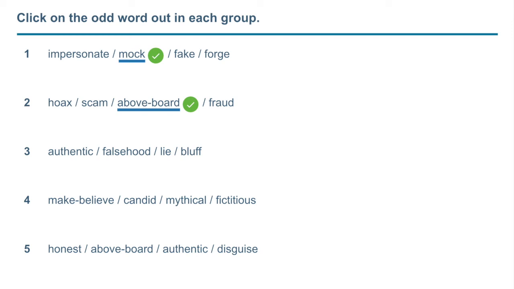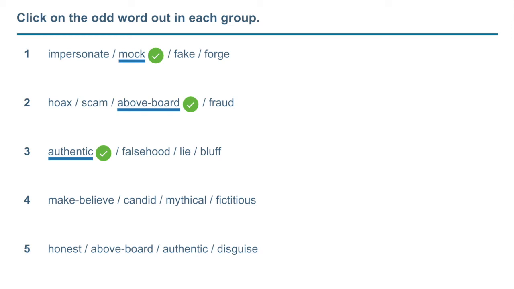What about 3? Authentic, falsehood, lie, and bluff. Once again, authentic is the one that is connected to something positive, something true, and falsehood, lie, and bluff are, of course, words connected to lies.